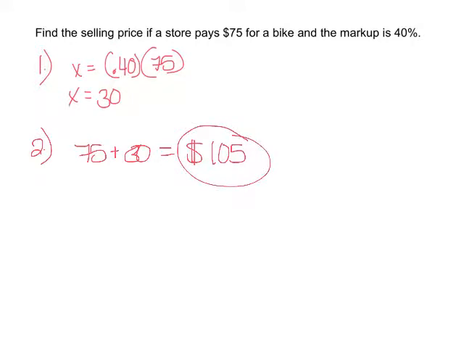And I have to sell the item for more than what I paid for so that I can make a profit. So the store wants to sell the bike for $105.